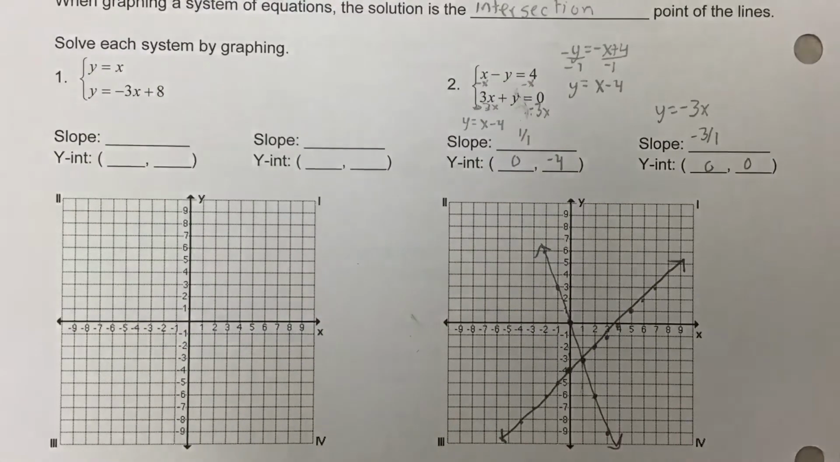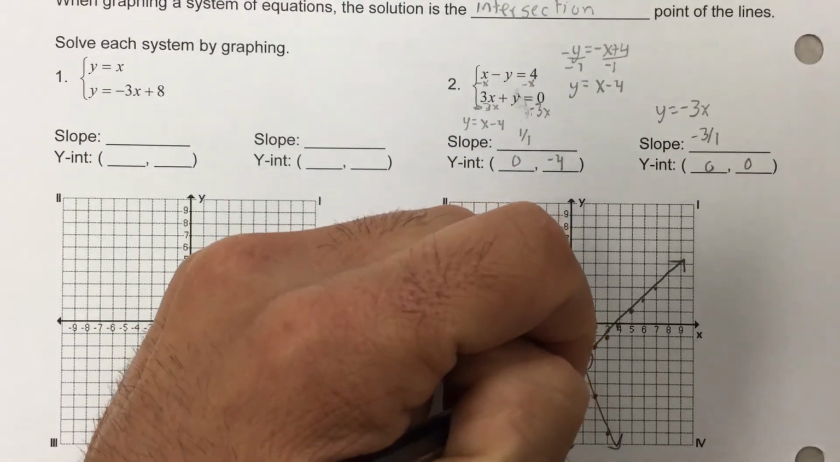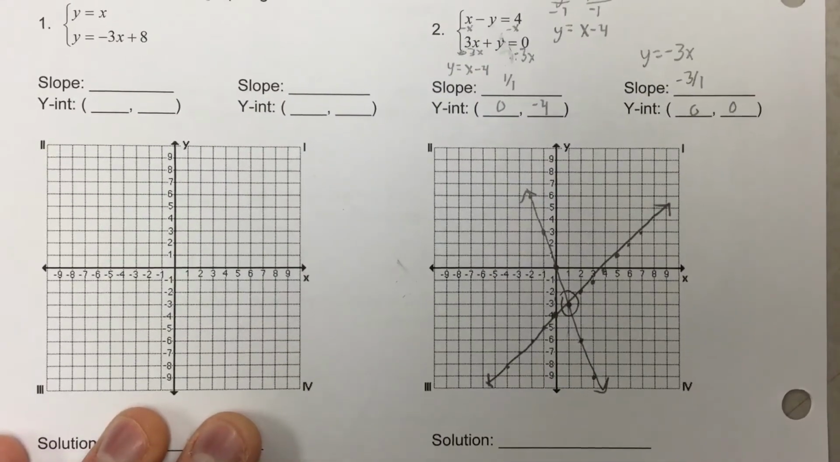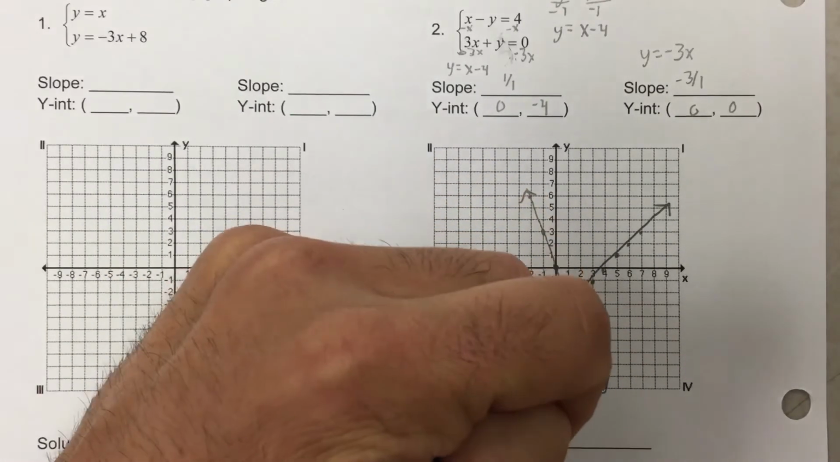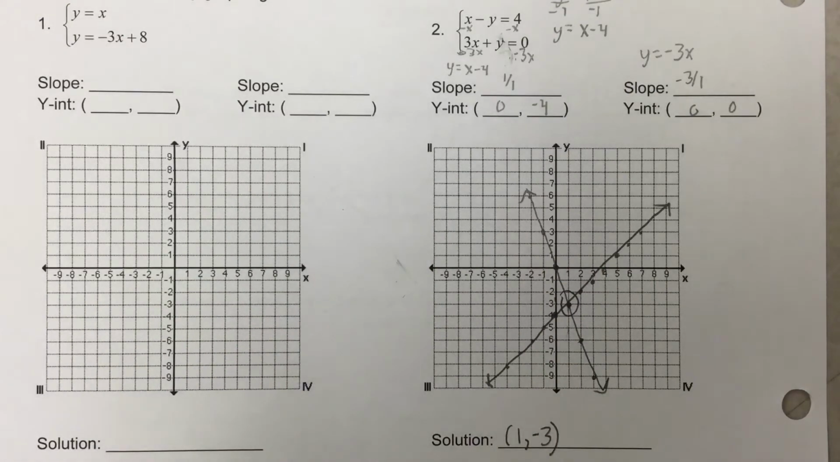And when we go ahead and graph this, again, we see that there's an intersection right there, which is where our solution is going to be. Just recall we do have to write that as an ordered pair then, and that ordered pair would be (1, -3). So that's our solution.